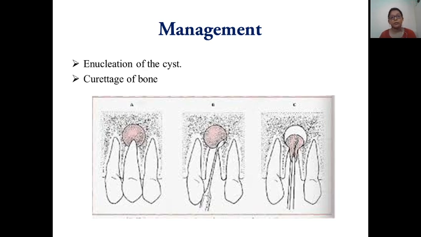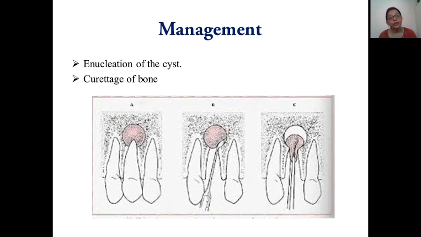Management, we can do it by the enucleation of the cyst. Enucleation of the cyst is the complete removal of the cyst and sometimes the cystic lining, and we have to take care because the cystic cavity is very thin and it is very sensitive. So we have to completely remove the bone first, and then we have to completely take out the cyst along with the cystic lining, and then we can take out all these things.